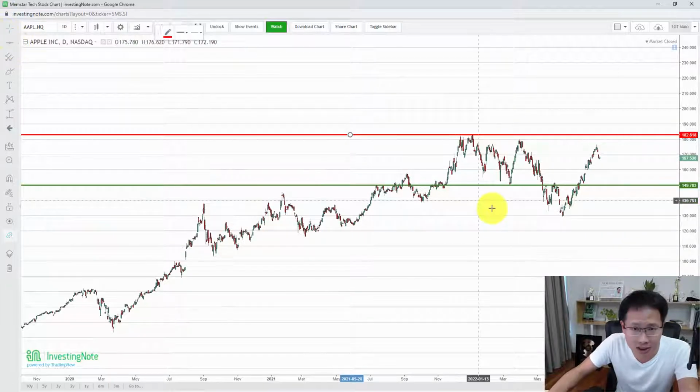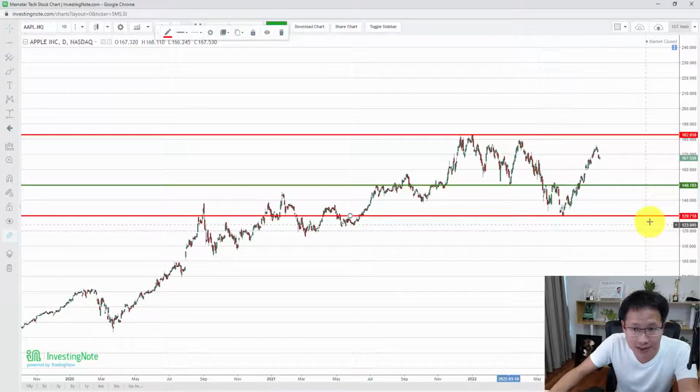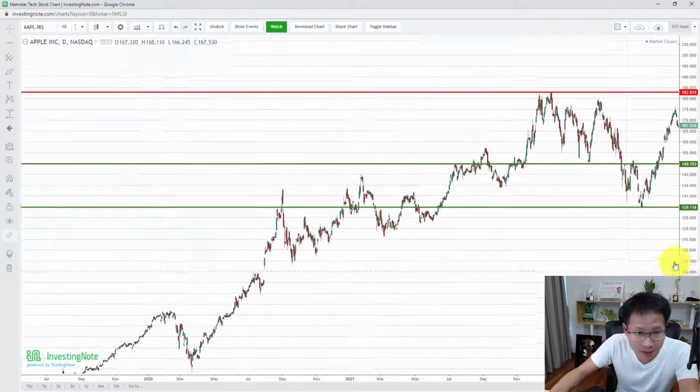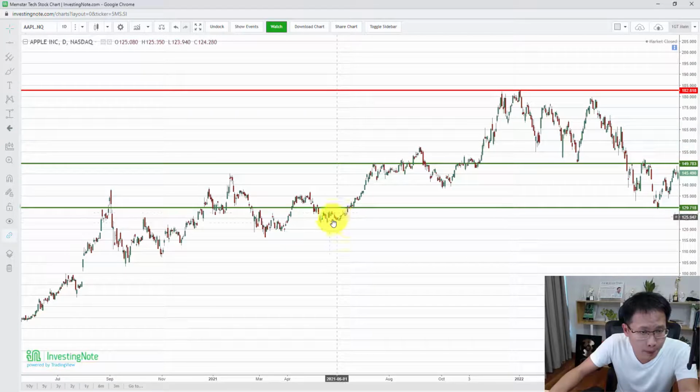Let's see if we can draw one more line right here. I think this would be another line. You can see this is at the 130 level. You can see we touched, rebounded, and also right over here you can see that this is somewhere around 2021 May.